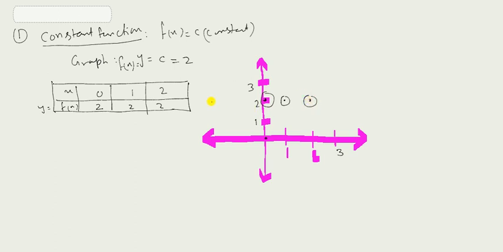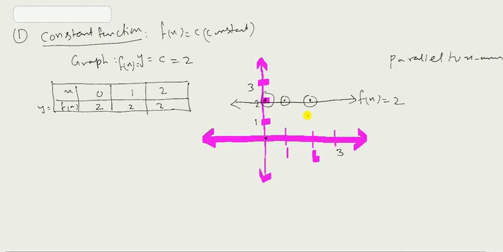So then I will join them. After joining I will have the graph of this function, right? So let me join this one. This is the graph of f of x equals 2. That means it is a graph which is parallel to the x-axis. So always remember, the graph of a constant function is always parallel to the x-axis.